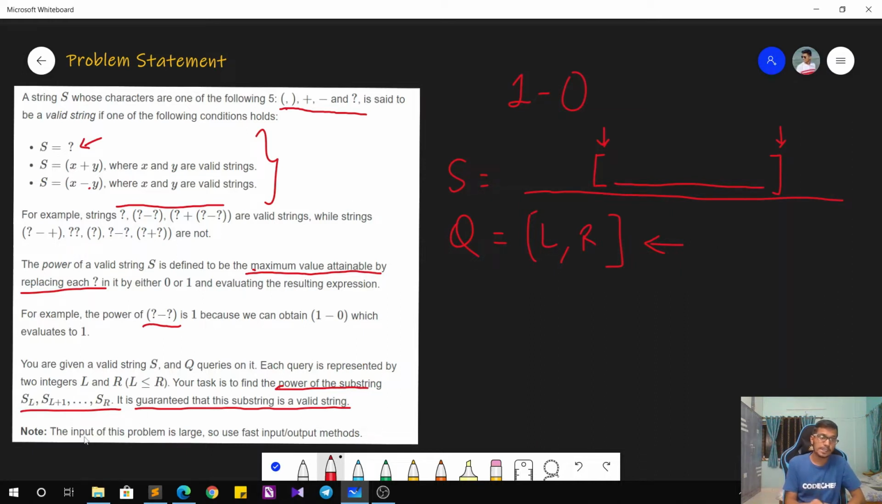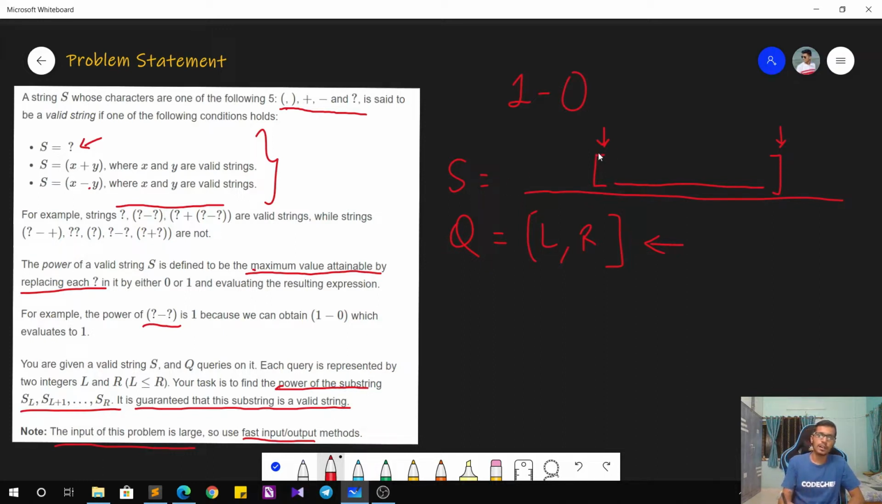One thing to note is that the input of this problem is going to be large. So we have to use fast IO methods in the implementation, in whichever language you are using. If you are using C++, make sure that you see what methods are used for implementing fast IO. And similarly for other languages like Python and Java as well. So with this, I think the problem statement is pretty clear.